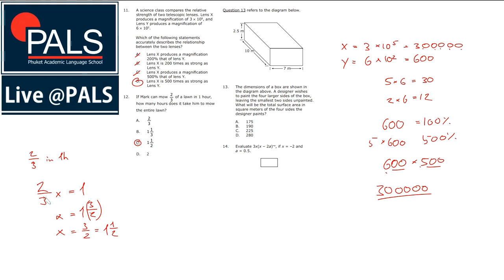In other words, 2/3 in 1 hour, that means he can mow 1/3 in 0.5 hours. How many thirds are there? There are 3/3. That means the whole would be finished in 1.5 hours.